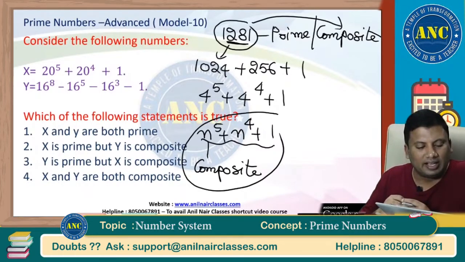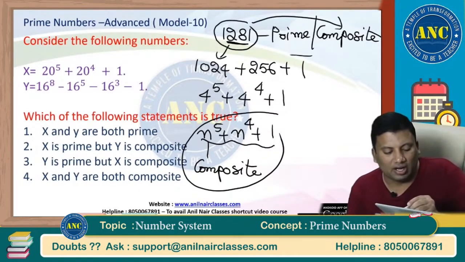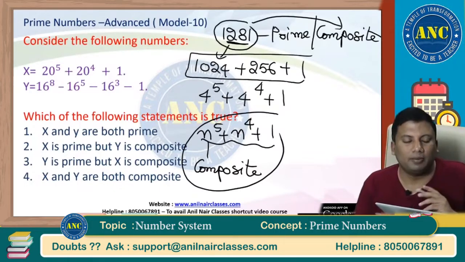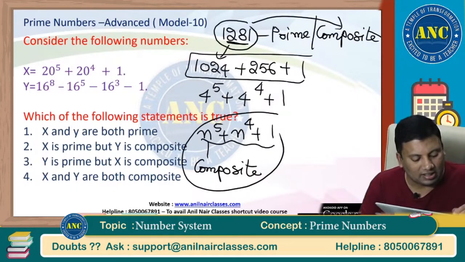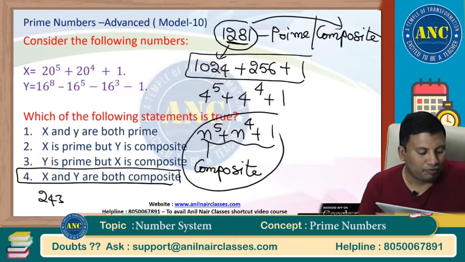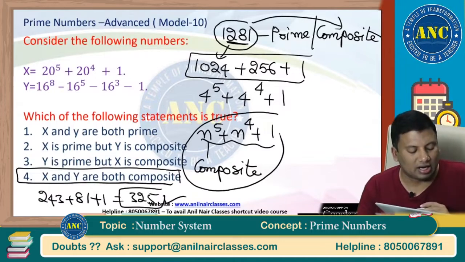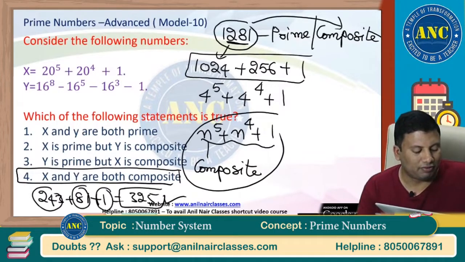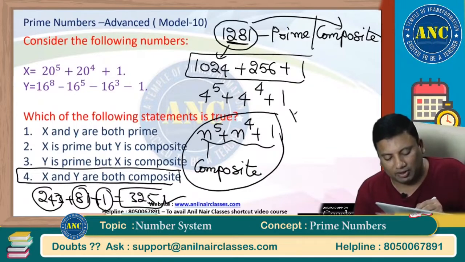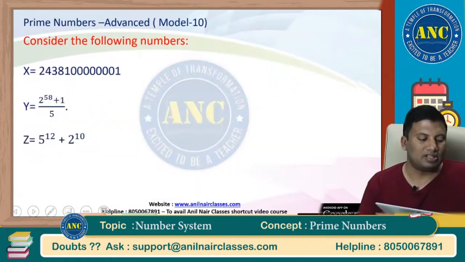I hope the idea is clear, right? 1281: 8 plus 1 is 9, 9 plus 2 is 11, 11 plus 1 is 12. You can also write it like this, n power 5 plus n power 4 plus 1. So the answer is x and y both are composite. You can do it as 243 plus 81 plus 1. Suppose the question is 325, it ends with 5, so it is composite. Or 3 power 5, 3 power 4 and 1. The number n power 5 plus n power 4 plus 1 is always a composite number.